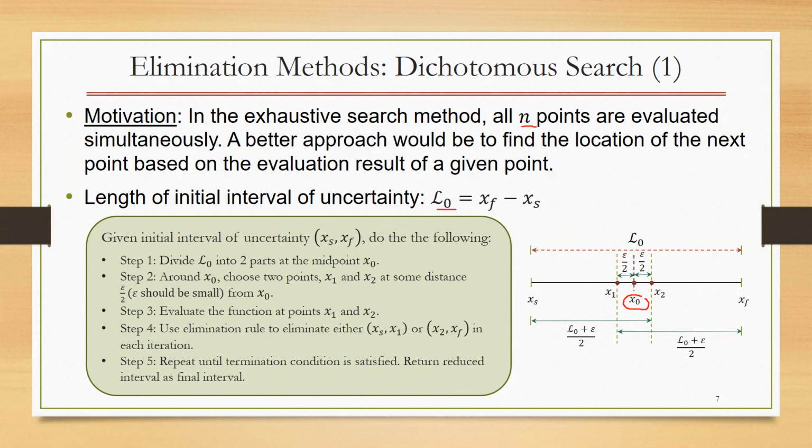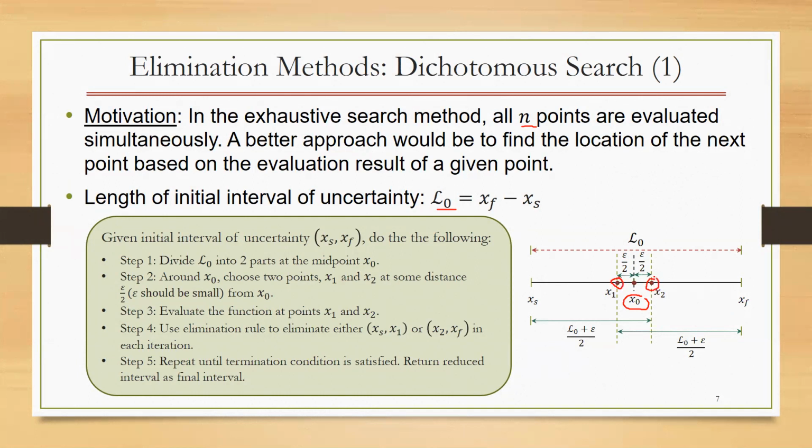Now, for some epsilon value, and we assume that epsilon should be some small value, we do not take it to be big, and I'll tell you why. Epsilon is some small value. So to the left and right of x naught, we take an epsilon divided by 2 distance, and we identify 2 points, x1 and x2.